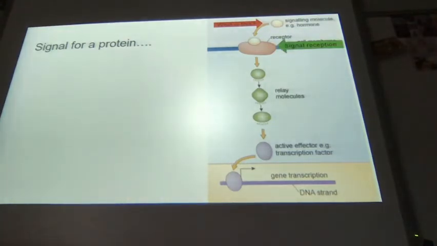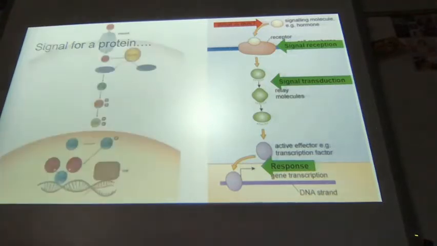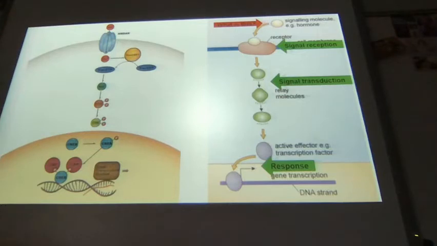Okay, so these are the steps. First, it's the signal reception, and then what do we call the next step? Transduction. That's correct. Signal transduction, because we're transducing the signal throughout the cell. And then what do we call the last step? Response. So the ligand triggers the reception. The ligand starts the whole process, and the cell receives the message from the ligand. Okay?